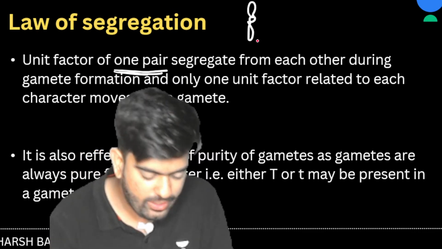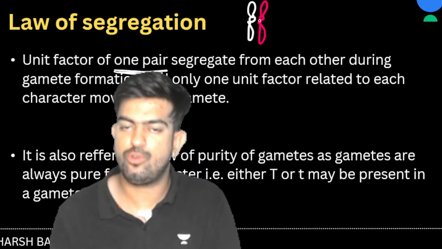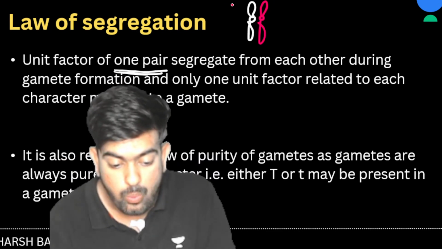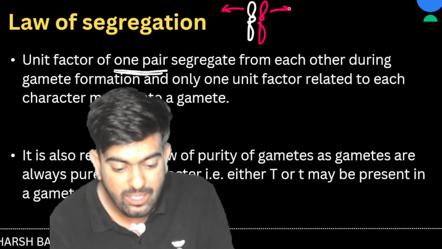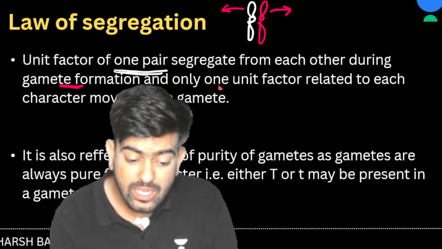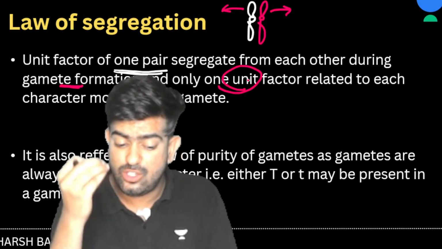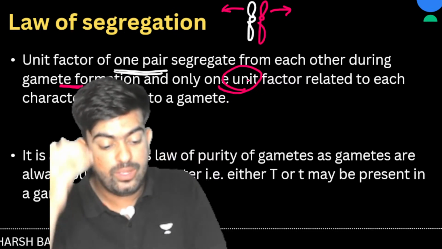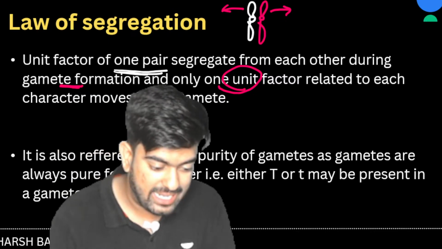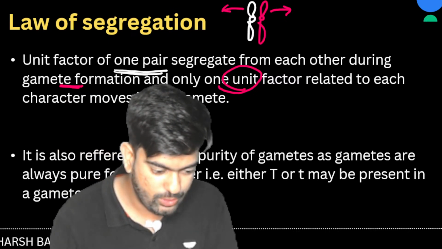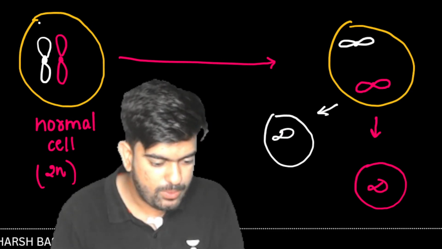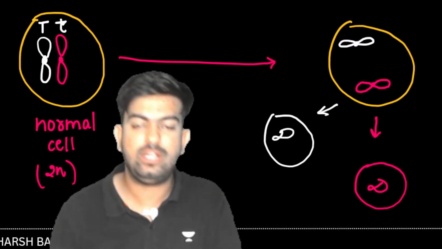See, if we are drawing here, these were the homologous chromosomes, right? So this was the unit factor. Here white will go in one gamete and pink will go in another gamete during the gamete formation, and only one unit factor, only one gene, only one allele related to each character moves into a gamete. Let's suppose that this controls the plant height. So suppose this is the capital T and this one is the small t, right?